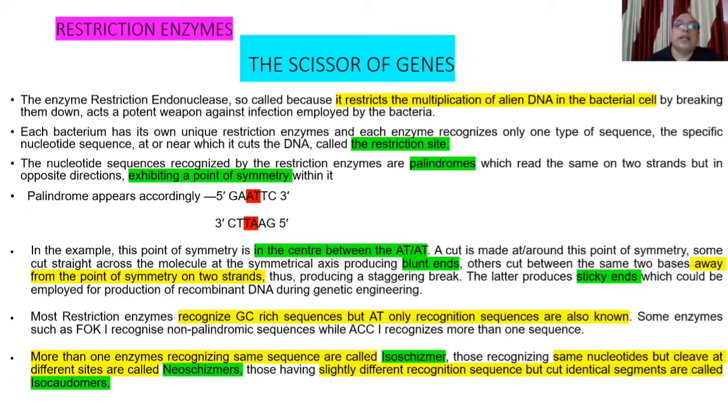In case of blunt-ended cutting, what happens? Both the ends remain completely paired and they remain equal. But in staggered cutting, what happens? The unpaired ends remain. That is, at both the termini, there is a length of DNA, one strand of the DNA, which remains unpaired on either side.